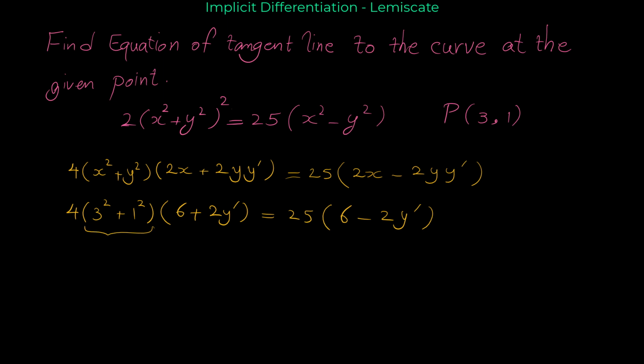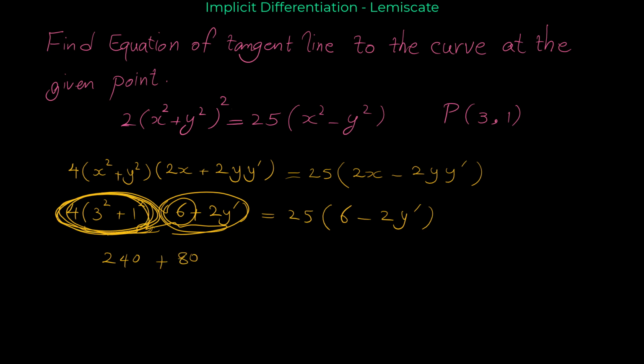Calculate this bracket. 3 squared is 9, 9 plus 1 is 10. 10 times 4 is 40. So all of this is 40. If we multiply that 40 by the bracket, 40 times 6 is 240. 40 times 2 is 80, so we have 80y prime. On the right side, if we multiply 25 by 6, 25 times 6 is 150. 25 times 2 is 50, so we have 50y prime.